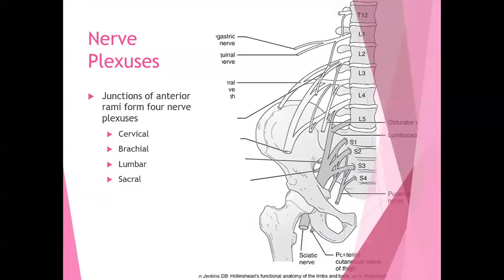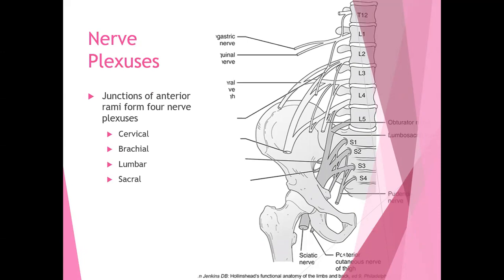The nerve roots come out of the spine and they join together into the peripheral nerves. The areas where the rami join together is called a plexus, a nerve plexus. The junctions of the anterior rami form the four major nerve plexuses, which are the cervical plexus, the brachial plexus, the lumbar plexus, and the sacral plexus.